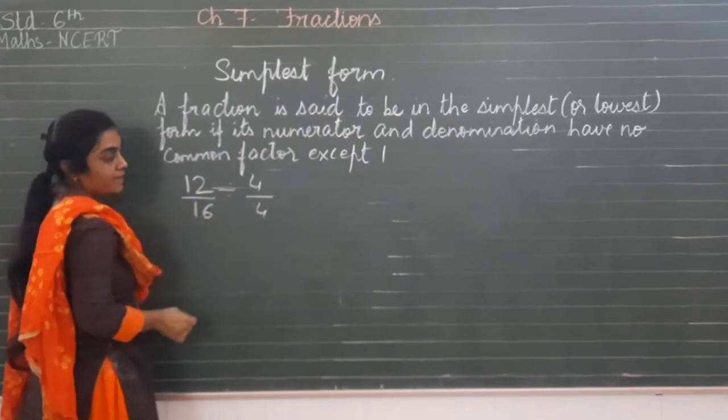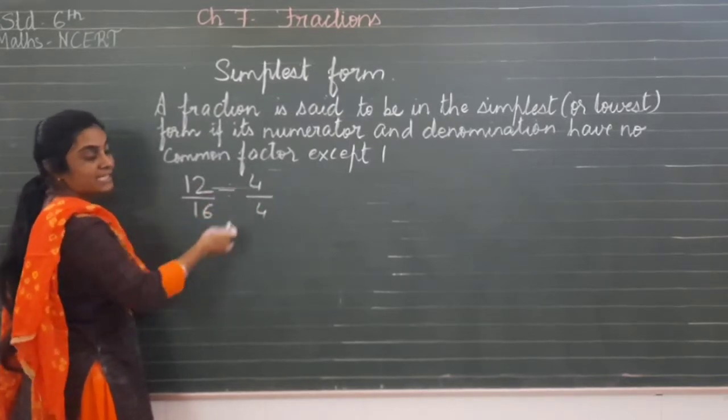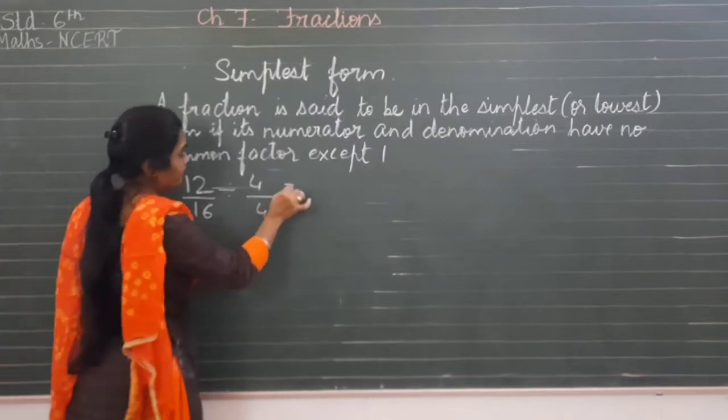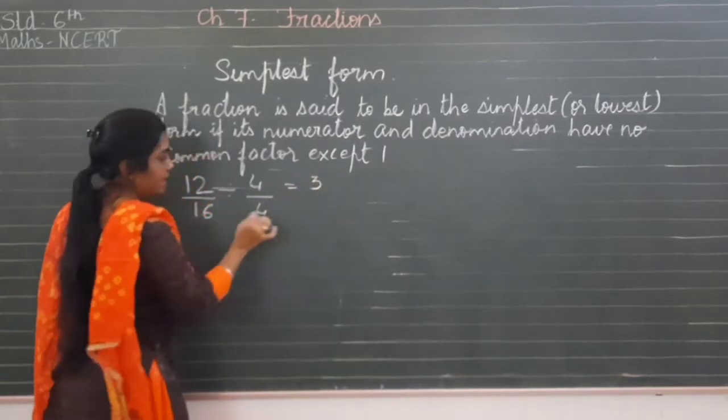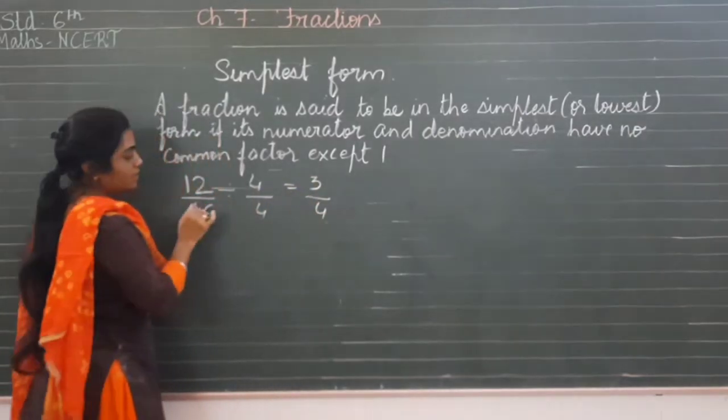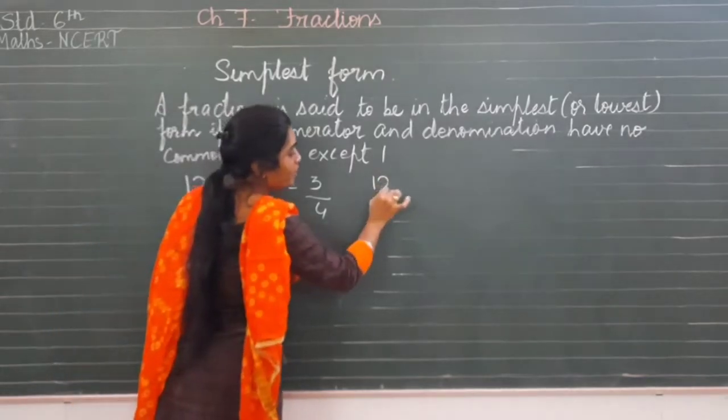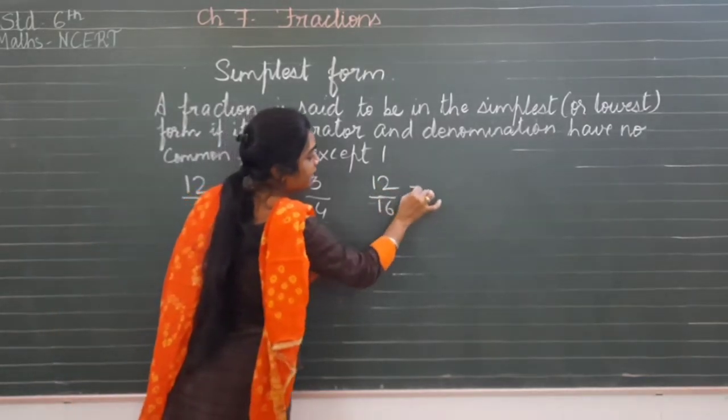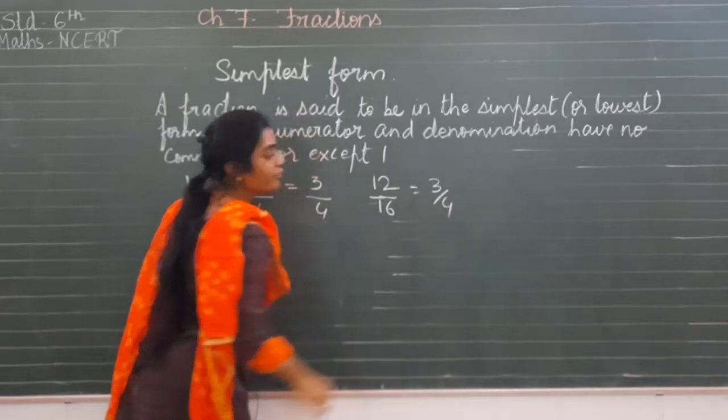So 12 divided by 4, because 12 and 16 come in the table of 4. So it will be 3 and 4. So the reduced form or the lowest form of 12 upon 16 is 3 upon 4.